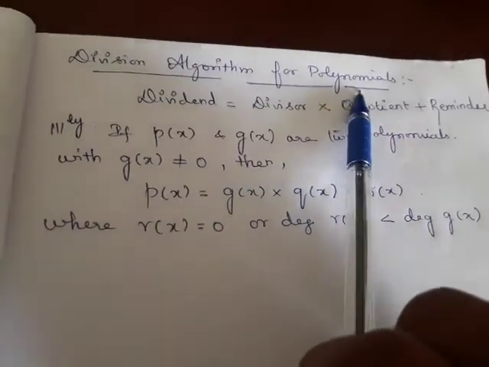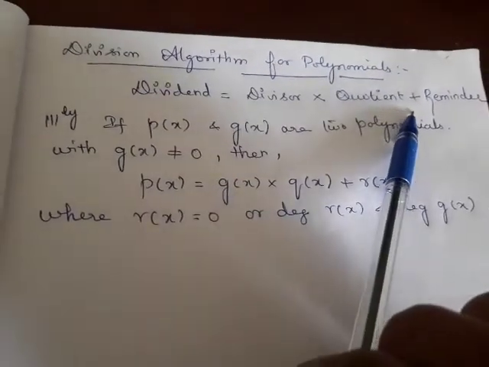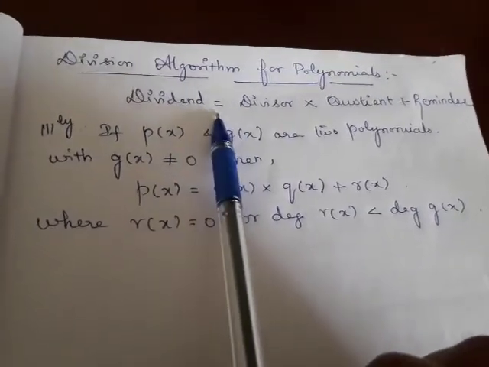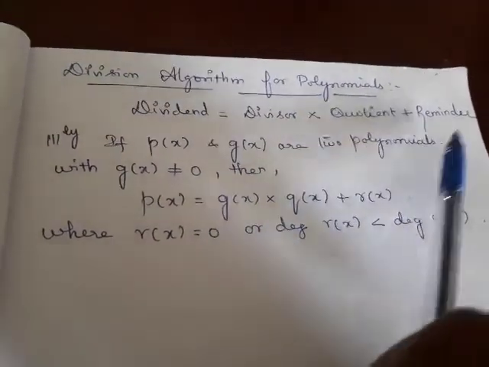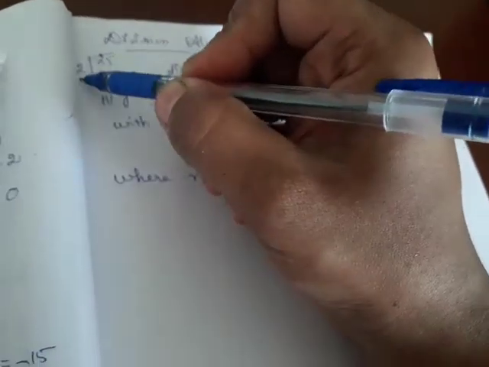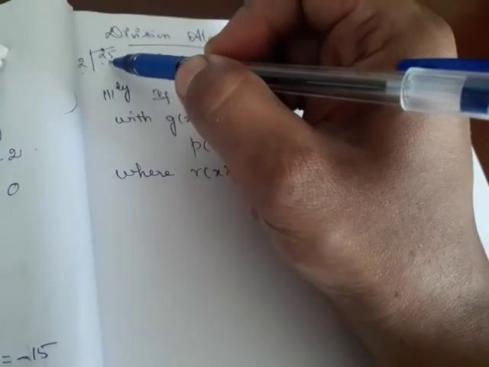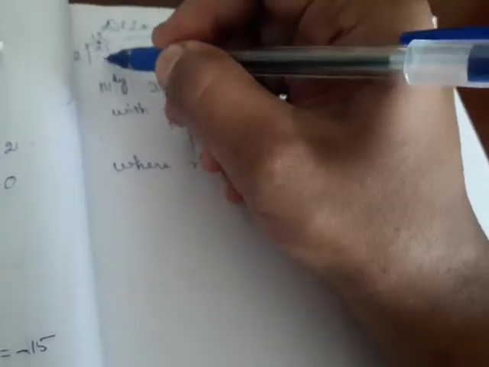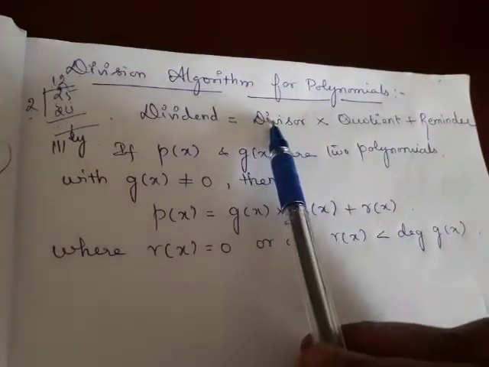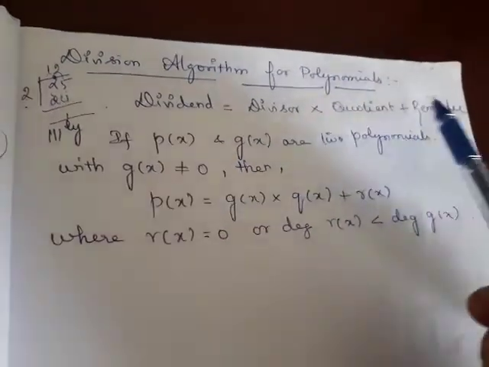So before getting into polynomials, we should know what a general division algorithm is. If you divide a number by another number, dividend is equal to divisor into the quotient plus the remainder, right? For example, if I divide 25 by 2, say 25 is my dividend and 2 is my divisor. What will I get? 2 12s are 24. I am doing it directly, so I got 1 as my remainder, right? So dividend is equal to divisor into the quotient plus the remainder.